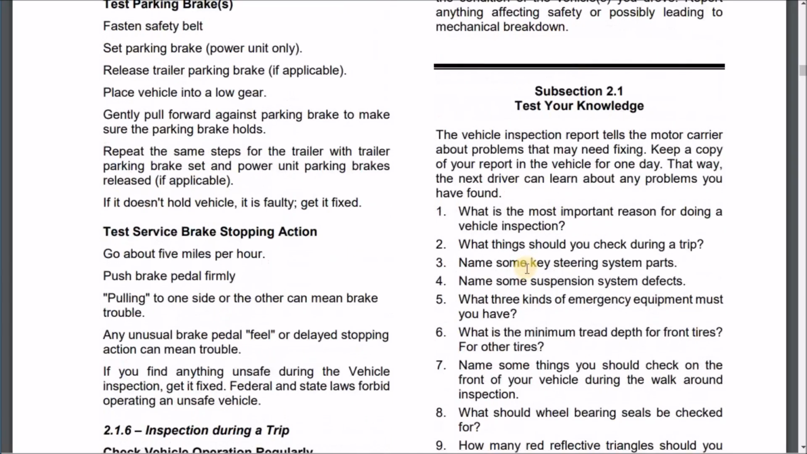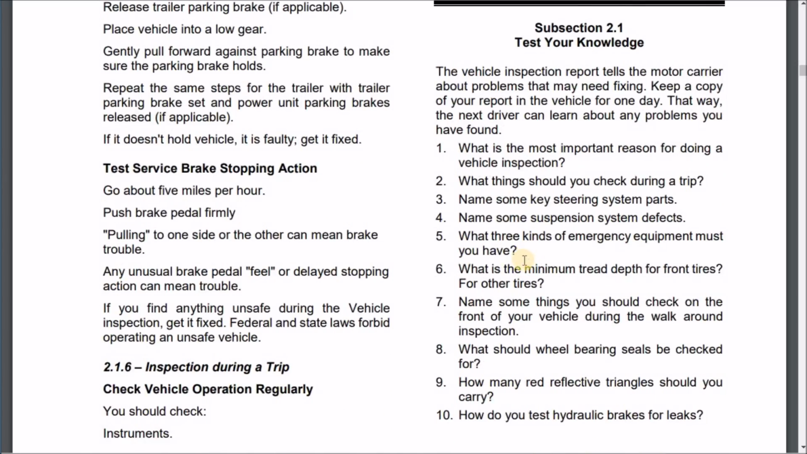Here are some questions that are actually in the manual that you can study. And we'll go over these. What is the most important reason for doing a vehicle inspection? I think one of the answers is to find a list of problems. What things should you check during a trip? There's another one. Name some key steering system parts. Name some suspension system defects. What kind of emergency equipment must you have? What is the minimum tread depth for front tires?